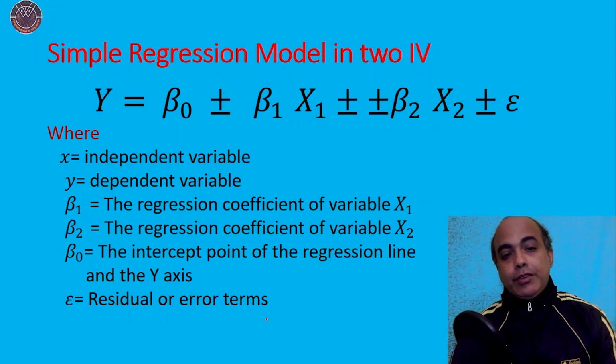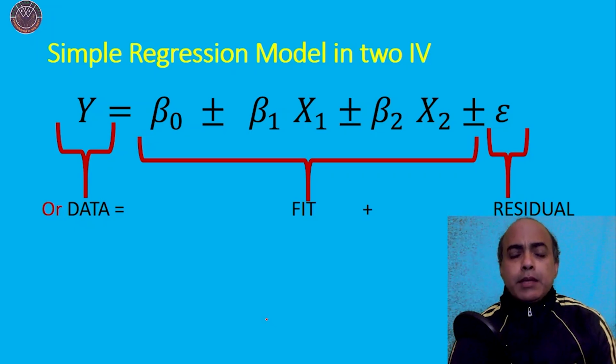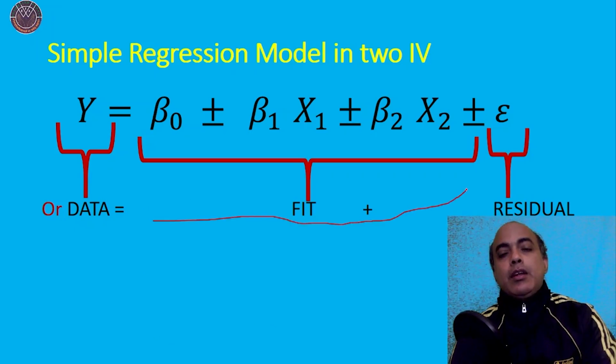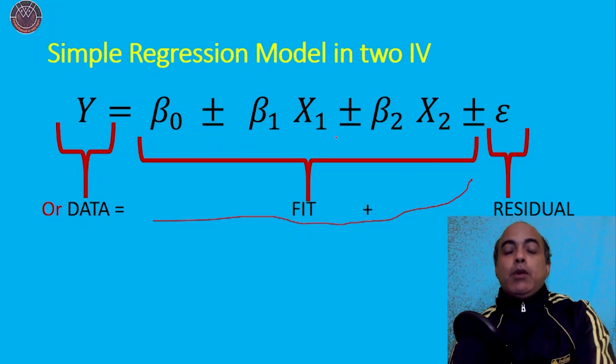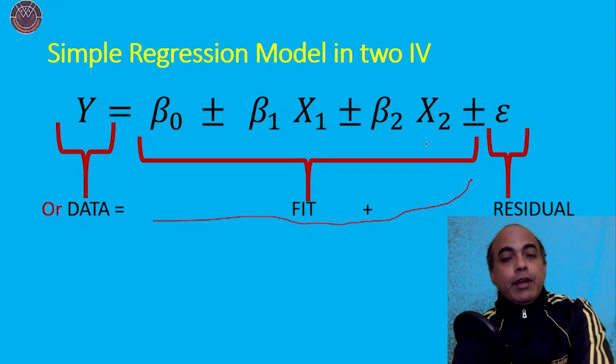And beta 0 is the intercept point of the regression line and the y-axis. And epsilon is the residual or error term. As I have explained in the earlier video also, y is our data, and this is the multiple regression equation. This is the line of fit, meaning beta 0 plus minus beta 1 x1 plus minus beta 2 x2 will give you the multiple regression. That means by using beta 0 plus minus beta 1 x1 plus minus beta 2 x2, you will predict the value of y. It will give you y cap.